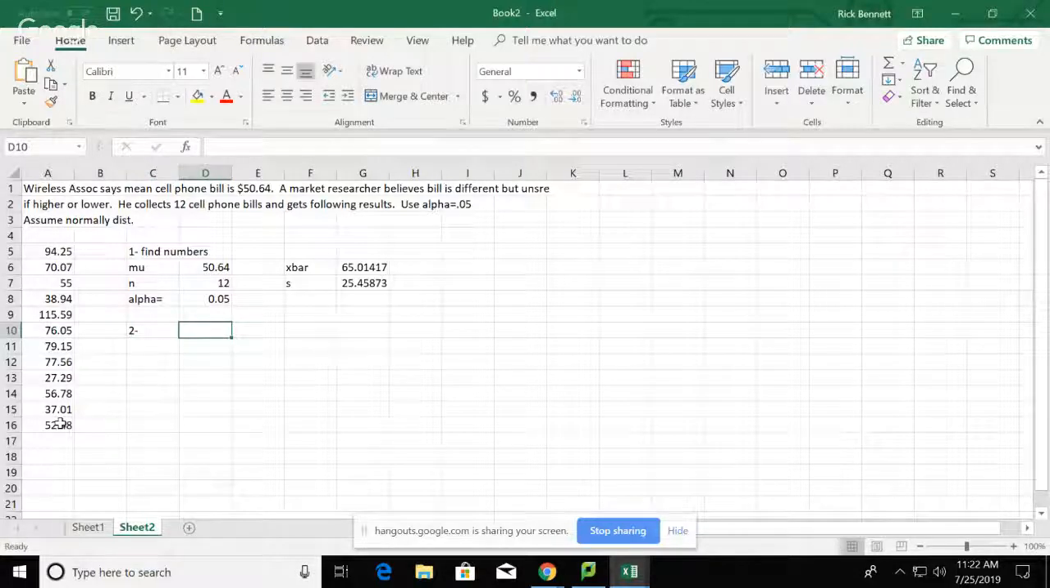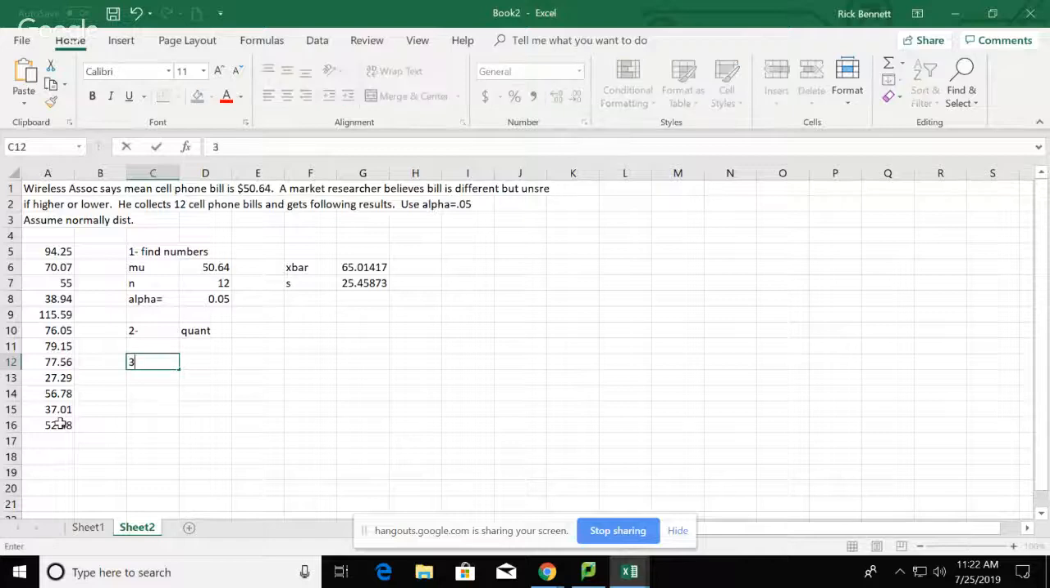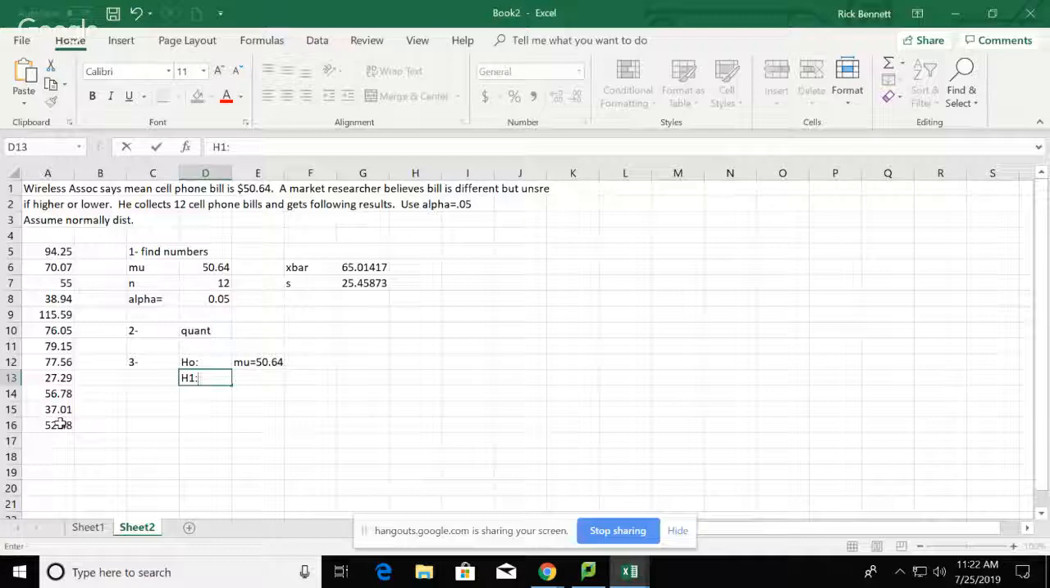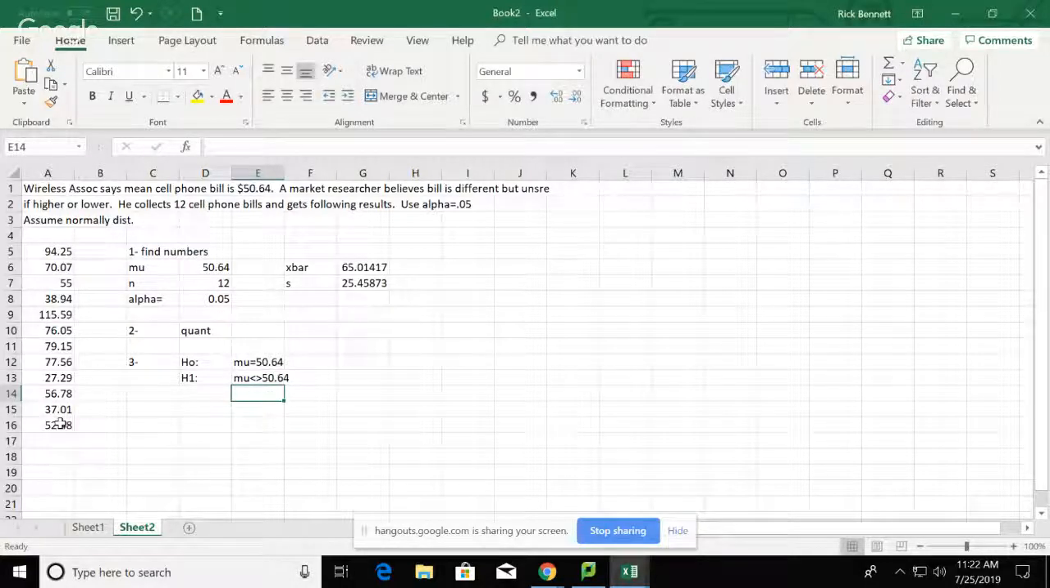Is it numerical? It's quantitative, right? We're going to hurry. Step number 3, we have to do the null hypothesis. So null is mu equals 50.64. The alternative is mu does not equal 50.64. So it's going to be a two-tailed test, right? We don't know if it's higher or lower.